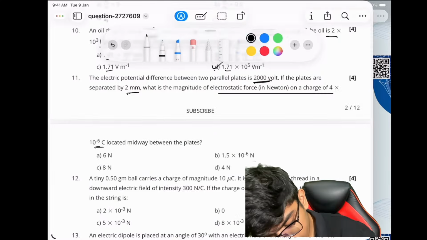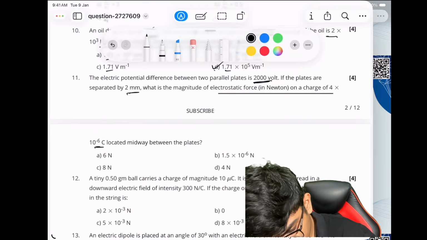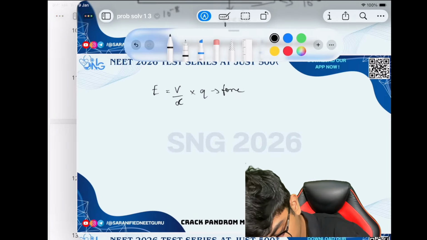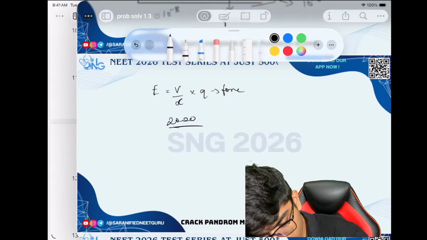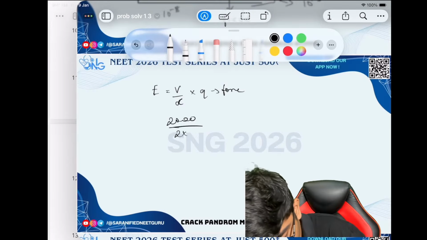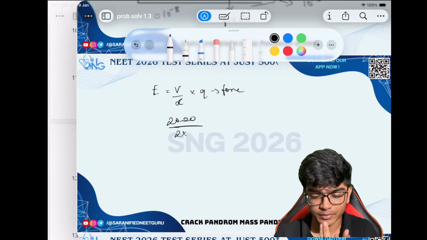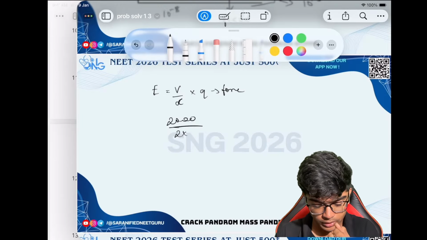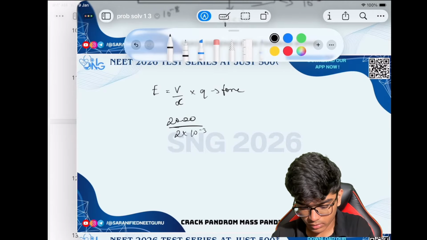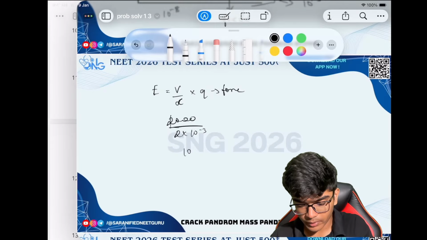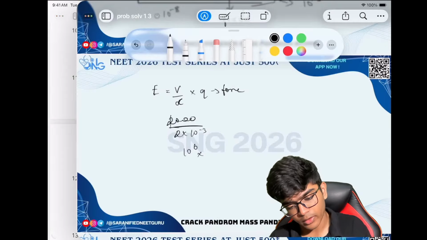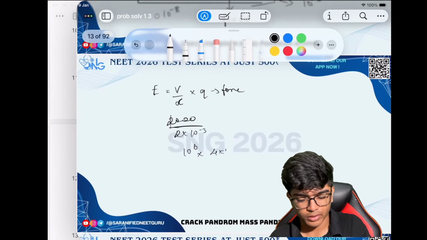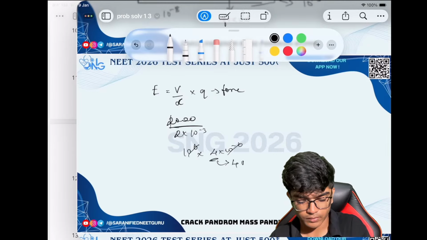இவங்க என்ன கேட்குறாங்க, ஃபோர்ஸ் தான் கேட்குறான். ஓகே, ஃபீல்டு வந்து 2000 volts divided by the distance between two plates, 2 millimeters. So 2 into 10 power minus 3. So it will be equal to 10 power 6 into charge எவ்வளோ, 4 into 10 power minus 6. So 4 into 10 power minus 6 cancels, so 4 newtons.